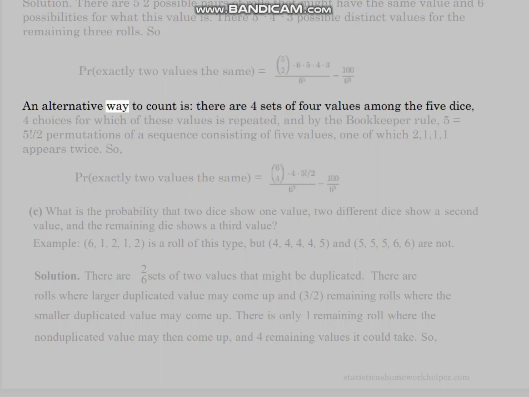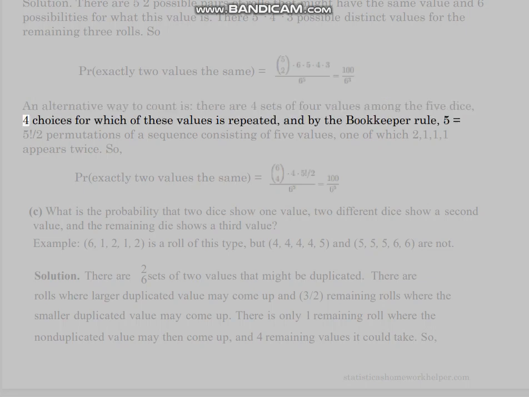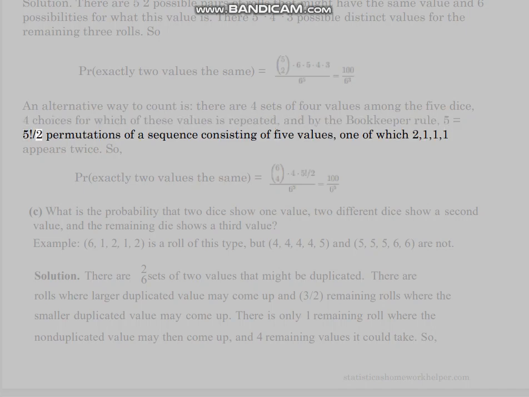An alternative way to count is: there are C(6,4) sets of 4 values among the 5 dice, 4 choices for which of these values is repeated, and by the bookkeeper rule, 5!/2!1!1!1! permutations of a sequence consisting of 5 values, one of which appears twice. So Pr[exactly 2 values the same] equals the product of these counts divided by 6^5.